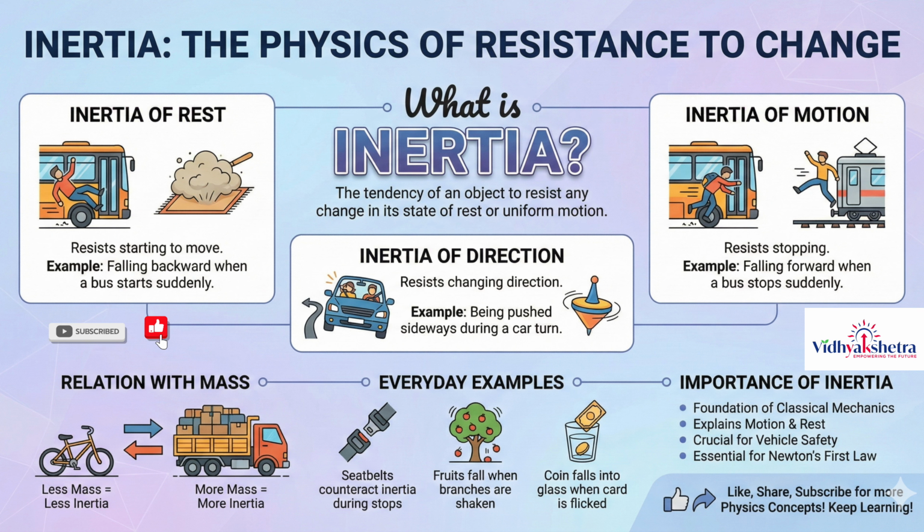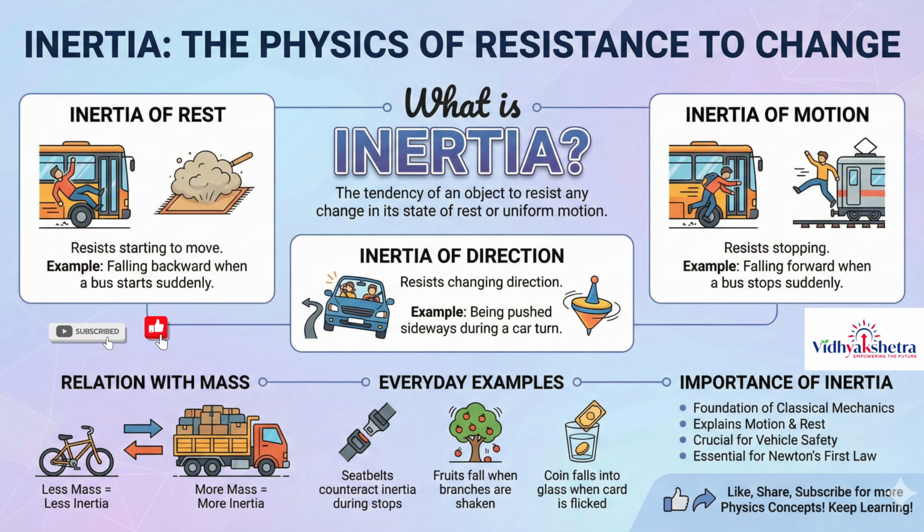2. Inertia of motion. Inertia of motion is the tendency of a moving object to continue moving with the same speed and direction. Example: passengers fall forward when a moving bus stops suddenly. A person jumping from a moving train continues moving forward. The body resists the change from motion to rest.